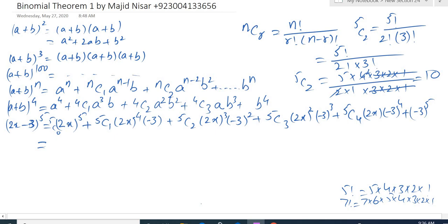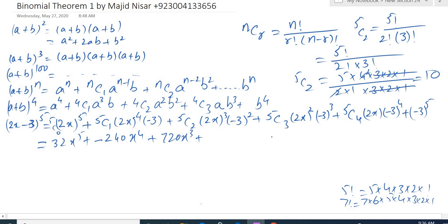5C0 by using a calculator, 2 raised to power 5 is 32. So it will be 32x raised to power 5. 5C1 multiplied by 2 raised to power 4 into minus 3, so it will be minus 240x raised to power 4. Next, 5C2 is 10, and 2 cubed is 8, so 80 times 3 squared, 9 times 80 is 720. So it will be 720x cubed.